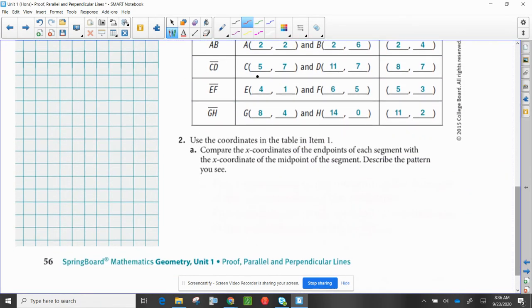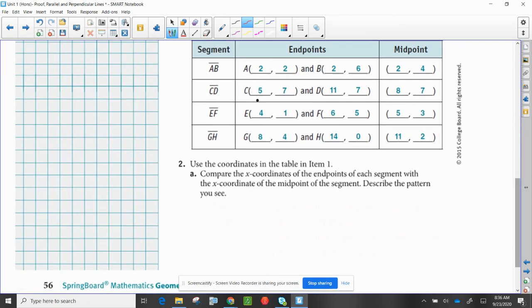Compare the x-coordinates of the endpoints of each segment and the x-coordinate of the midpoint. So if we look at the x-coordinates of our endpoints, compare that to the midpoint, what do you think is happening there? Same thing with the y. If we compare the y's, and compare that to the midpoint y value, how do you think we can make a pattern? Describe any pattern that we see.